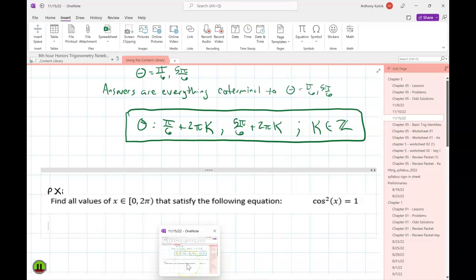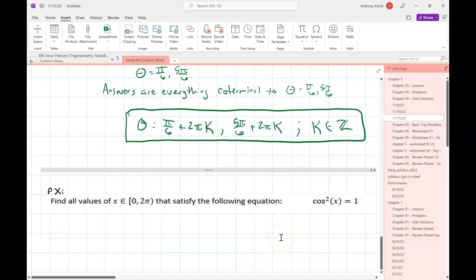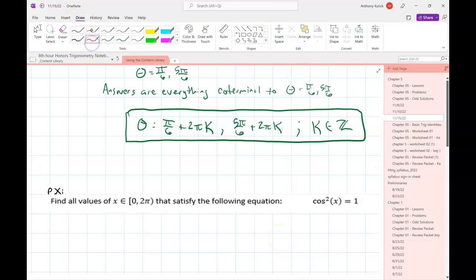So find all the values of x on the interval from 0 to 2 pi that satisfy cosine squared x equals 1. Okay, well, what do I want to do here first? Yeah, we're going to square root both sides of our equation because if we're going to have to use one of our inverses or use an inverse function at some point, I got to do that.